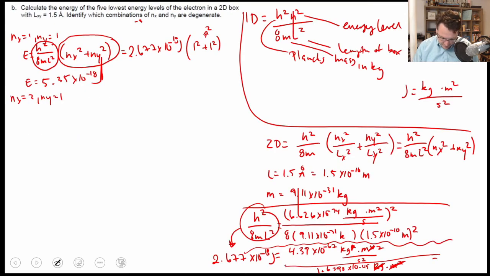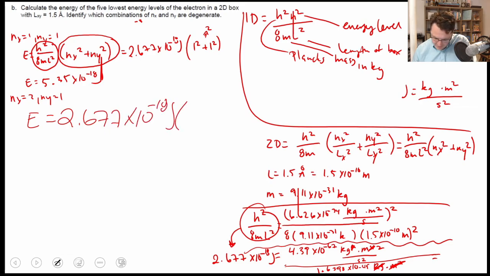So you have E is equal to 2.677 times 10 to the negative 18 joules. And then now you have 2 squared plus 1 squared. And so that comes out to being equal to 5, because 2 squared is 4, 1 squared is 1. So you have that. And so then the energy for that energy level is 2.677. I'm just going to store this as x because it'll make my life easier. So I can just simply do 5x in this case.